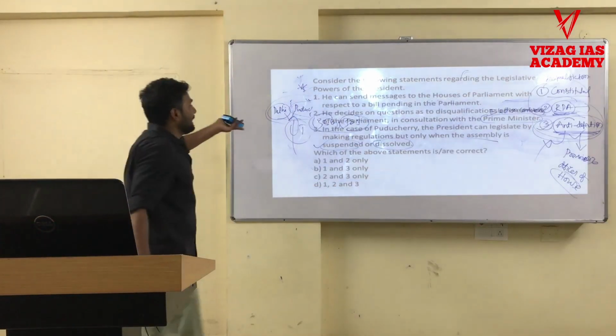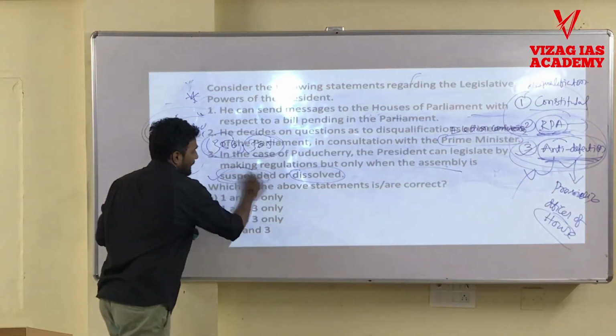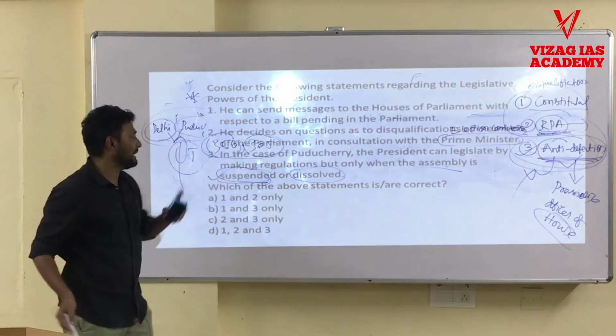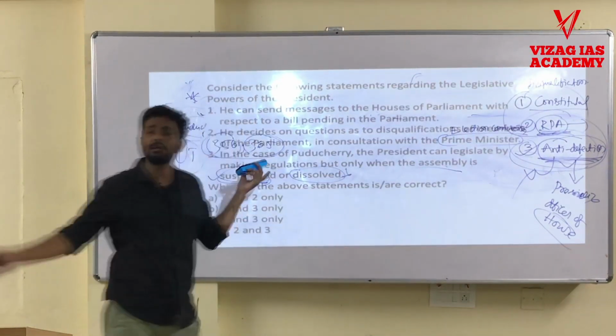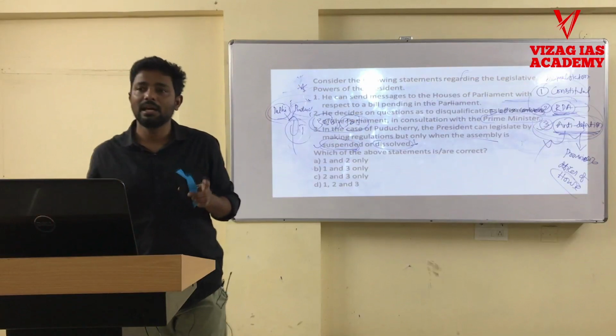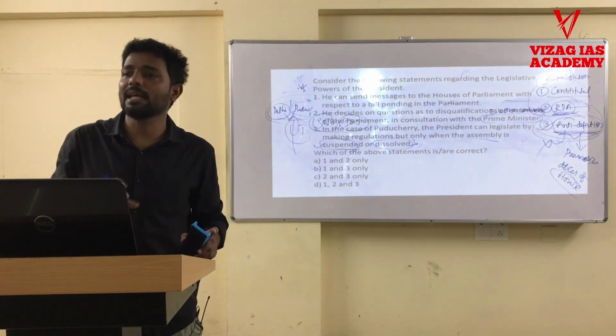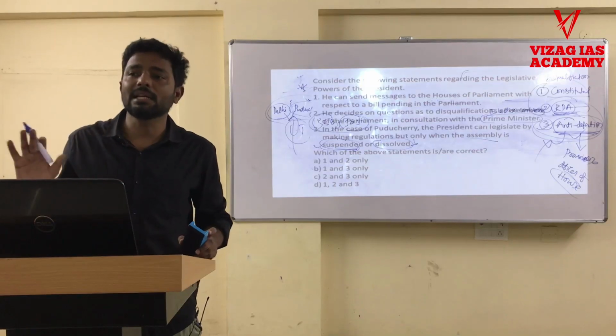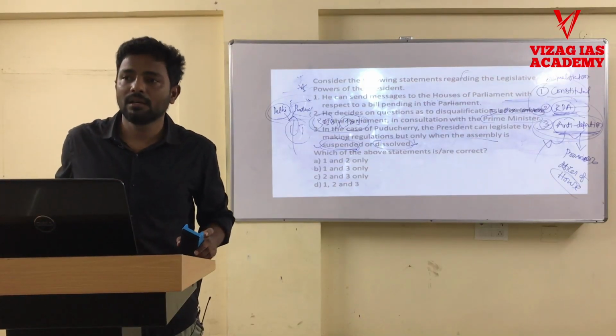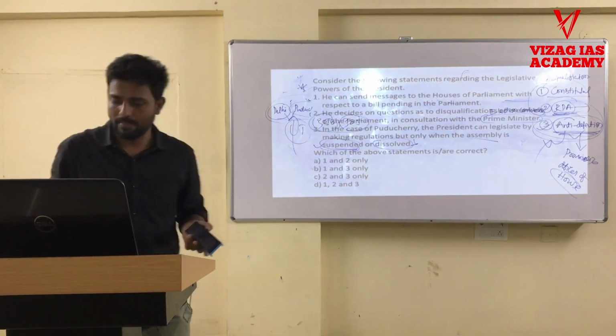So here again, only when the assembly is suspended or dissolved does the president intervene and make legislation. Otherwise the president is an executive authority most of the time. Of course he has legislative powers, but he doesn't intervene in the normal course.